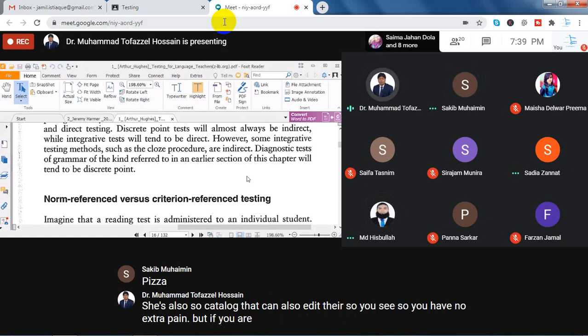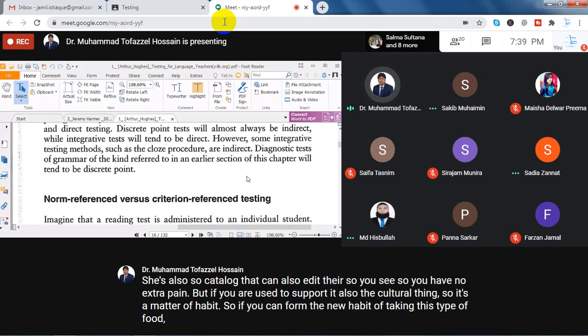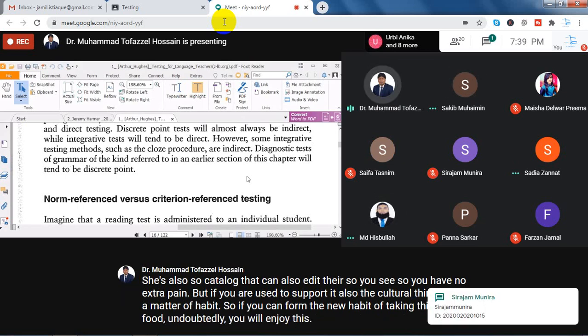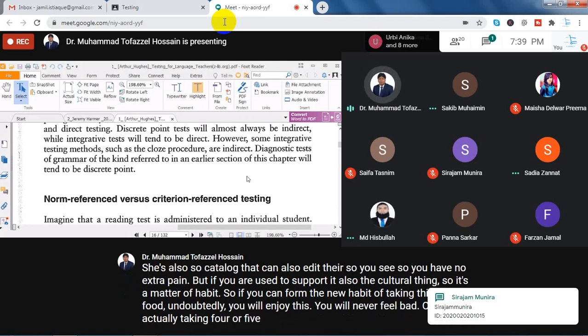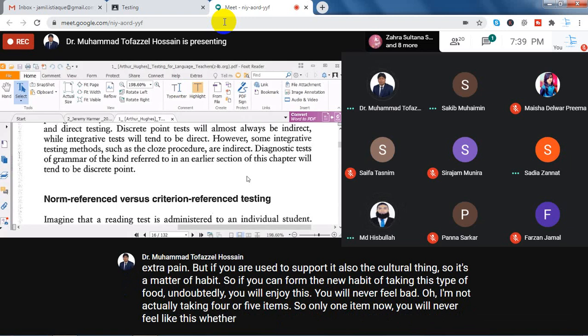But if you are used to it, food is also a cultural thing. So it's a matter of habit. If you can form the new habit of taking this type of food, undoubtedly you will enjoy this. You will never feel bad, thinking, oh, I'm not actually taking 4 or 5 items, only one item. No, you will never feel like this. Rather, you will feel good.